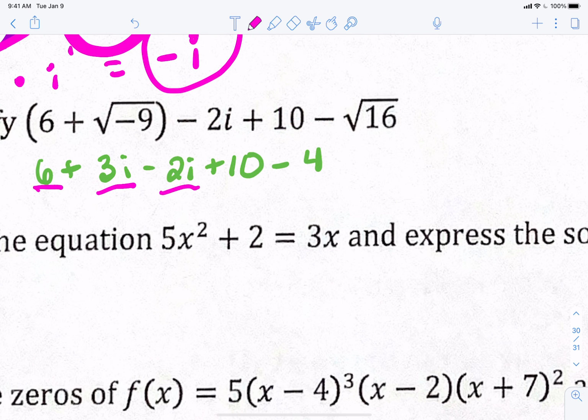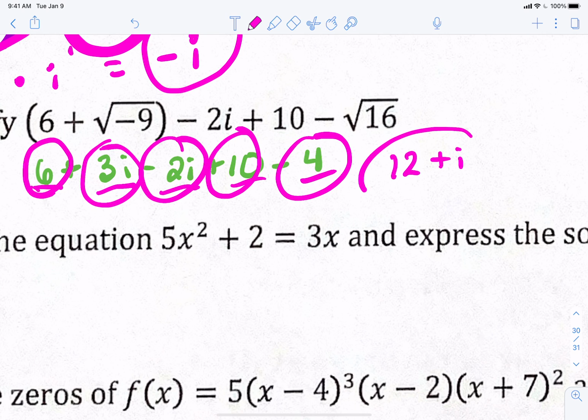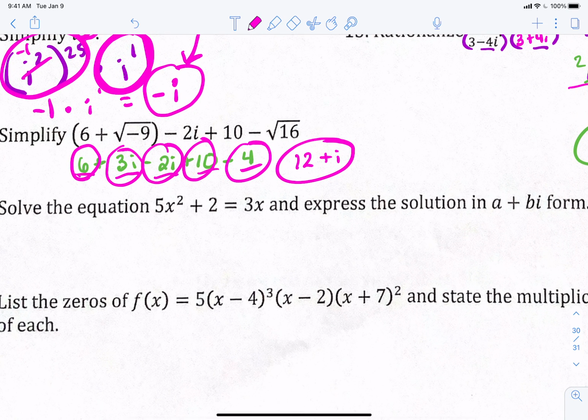1, 2, 3, 4, 5. Let's put the non-i's together first. 6 plus 10 minus 4. 12. Then 3i minus 2i is 1. Plus i. Done. Boom. We win.